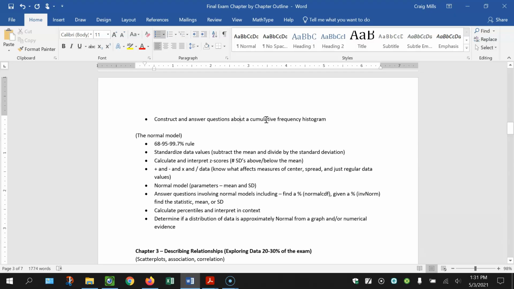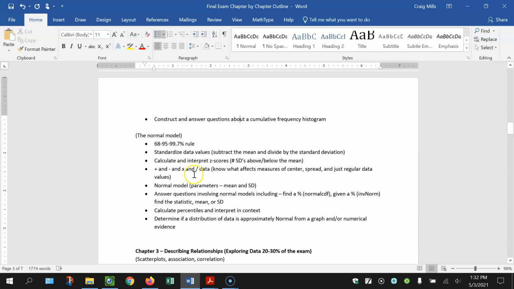Knowing how addition and subtraction affects measures of center, spread, and measures of location. If I add 50 to everyone's test score, measures of center are going to change, mean and median. Measures of location like min, max, quartiles are going to change. But the measures of variability are not changing. So range, IQR, standard deviation do not change because I'm just shifting the data. I'm not changing the distance between the data points.